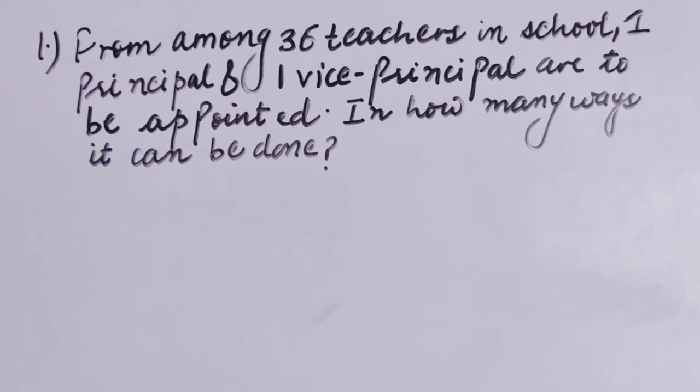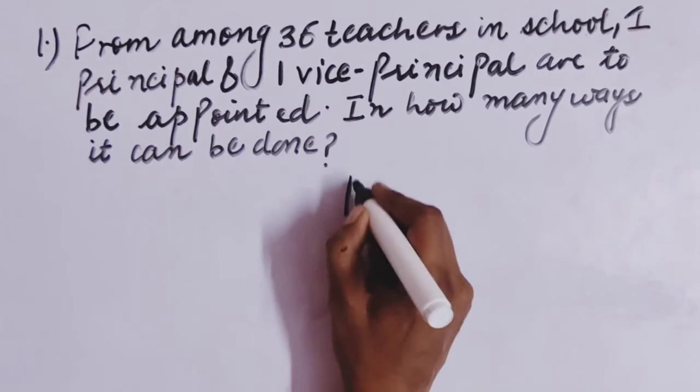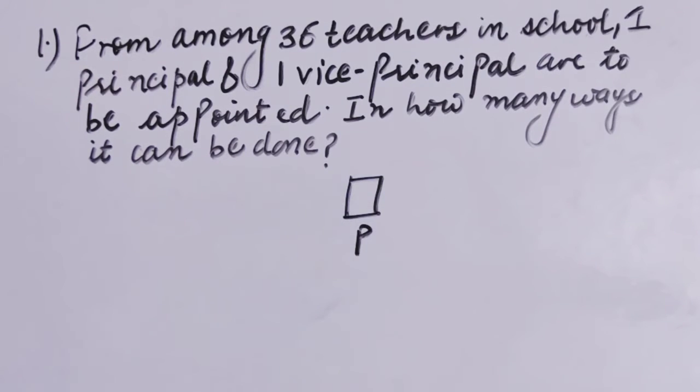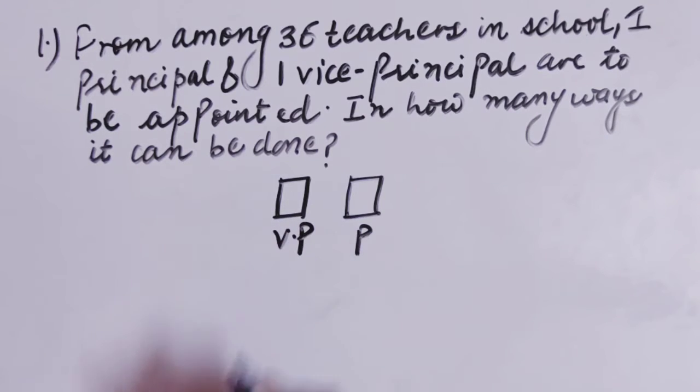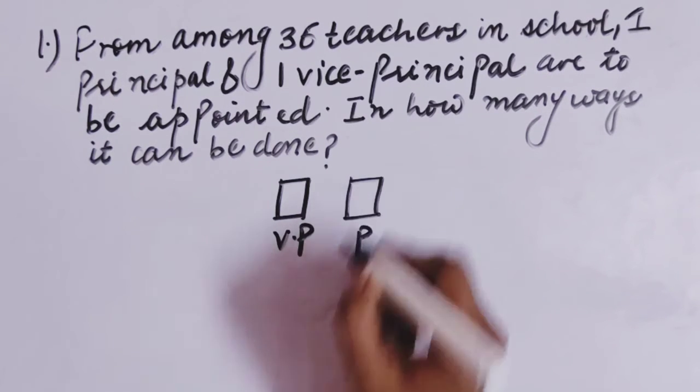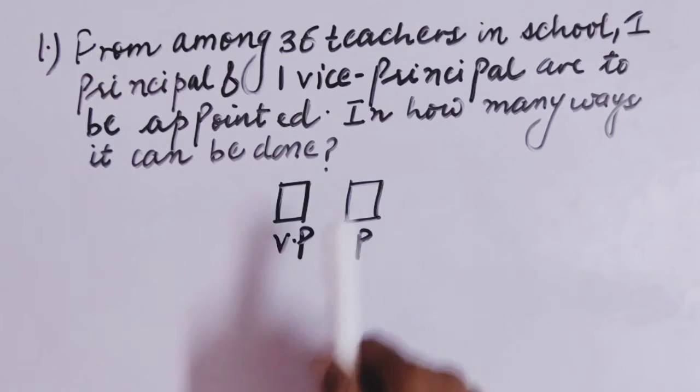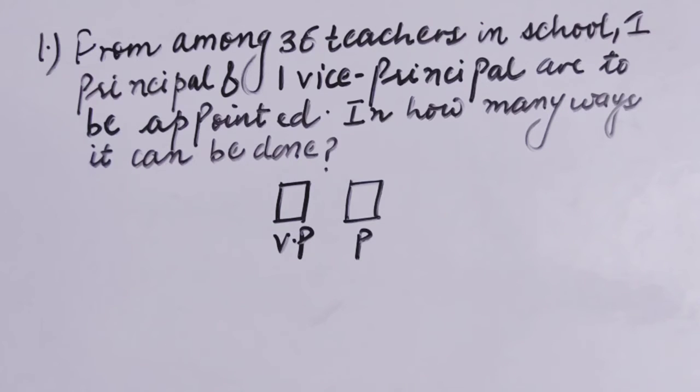So now see here. How many possibilities are there? One post is for principal. This is for principal. And another post is for vice principal. If we are going to appoint the principal first of all, how many teachers are there out of which we are going to appoint the principal? Totally there are 36 teachers. So it means we can get our principal out of those 36 teachers.